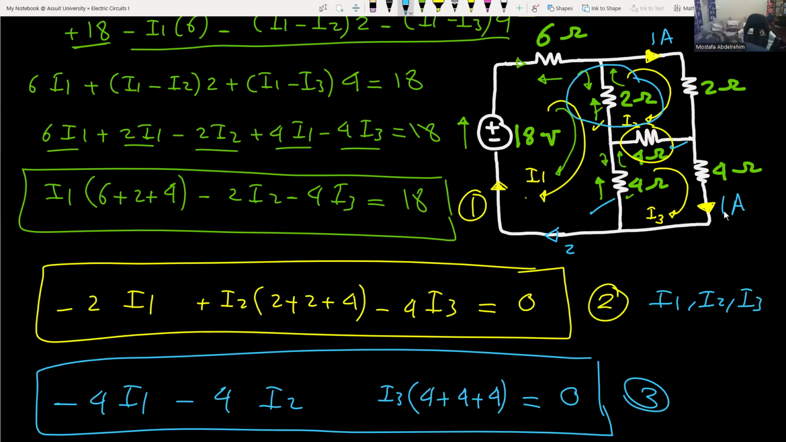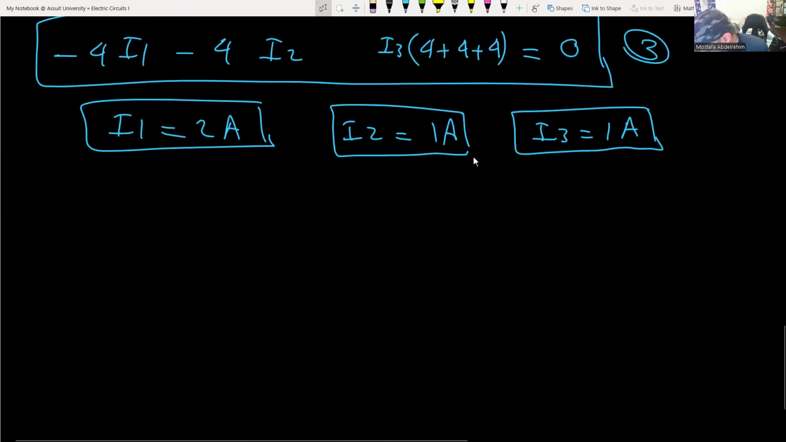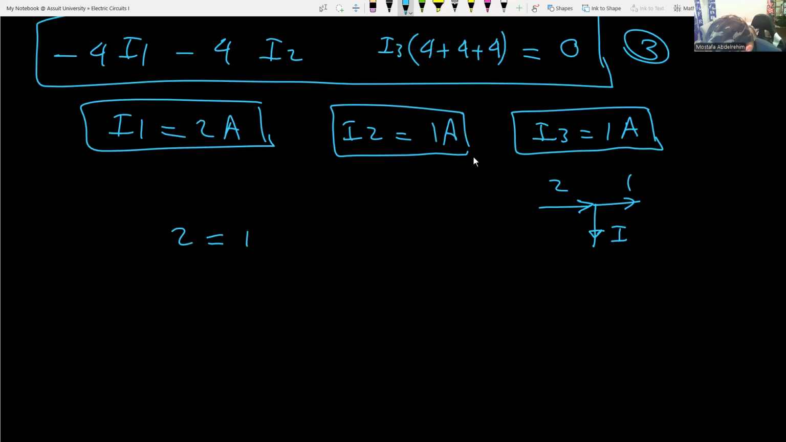So this is I1, remember, which is 2 amperes, going into this node here. And we have 1 ampere coming out of the node here. And let's assume the current is flowing downward. So we have 2 going in, 1 going out, and this is I. So 2 is equal to 1 plus I. So I is equal to 1 ampere as well.